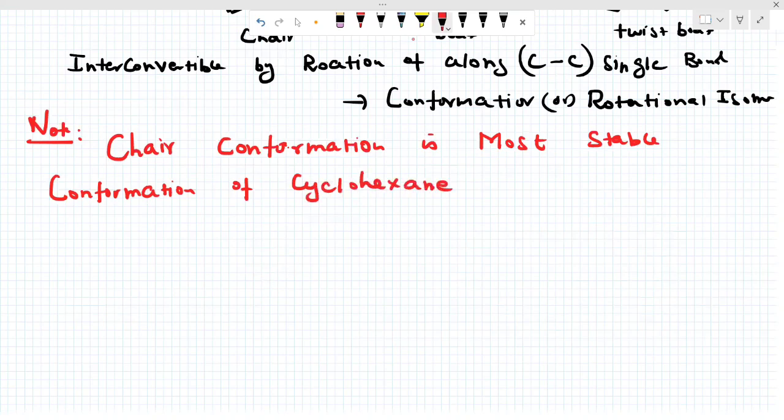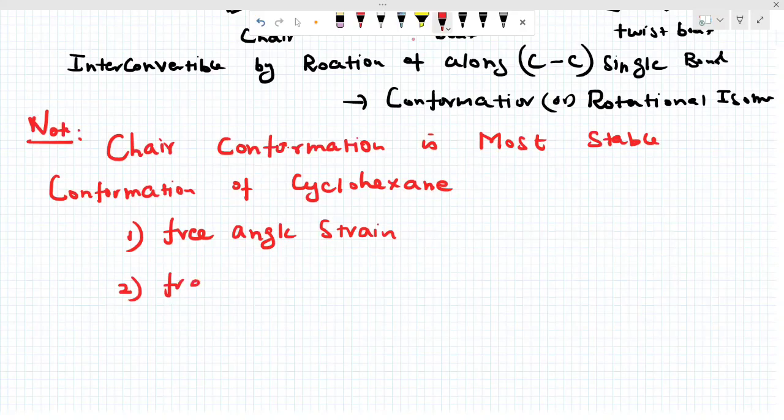What is the reason? Number one, it is free from angle strain. And second, it is free from interaction. Because of these two reasons. In the case of the boat form and twist boat, the angle strain will be more, as in the half chair.